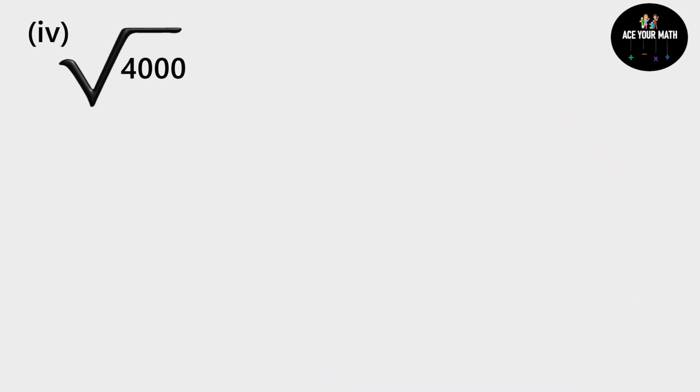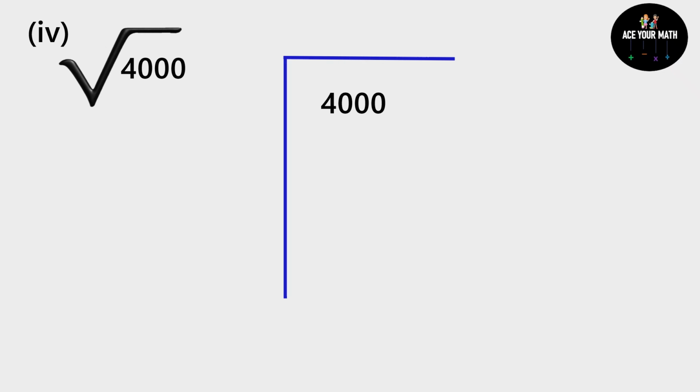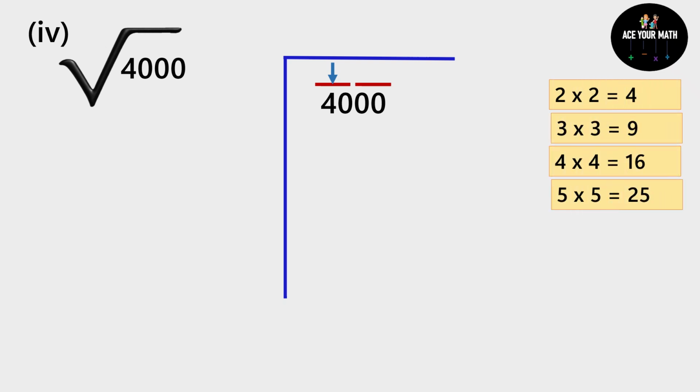The next number is 4000. See, 4000 is not a perfect square. So we will first find its square root, start forming groups. Now you will consider squares of numbers such that the value is 40 or less than 40. 4 square is 16, 5 square is 25, 6 square is 36, and 7 square is 49. It means you will consider 6 square.